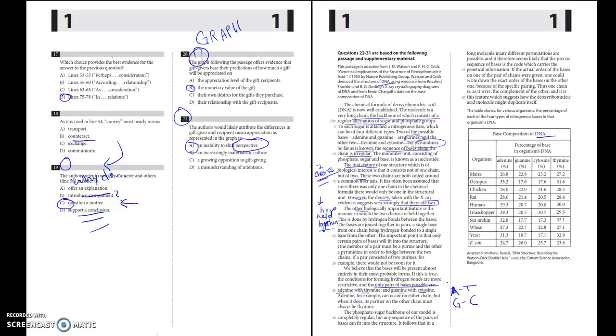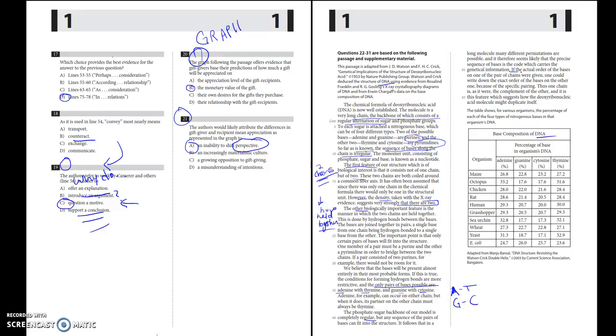It's like this is how they have to be. So this is how they absolutely have to be. Anyway, so the partner on the other chain must always be the same. So the phosphate sugar backbone is completely regular. So they're saying they're wrong that it's irregular. Any sequence of the pairs can fit into the structure. It follows that blah, blah, blah, blah, blah.